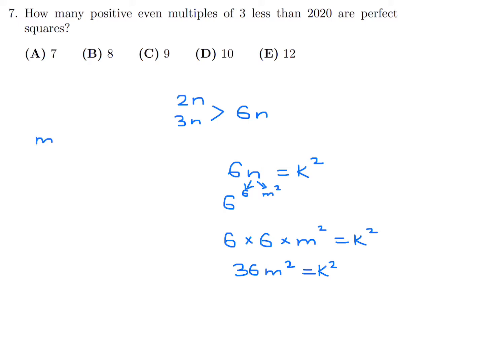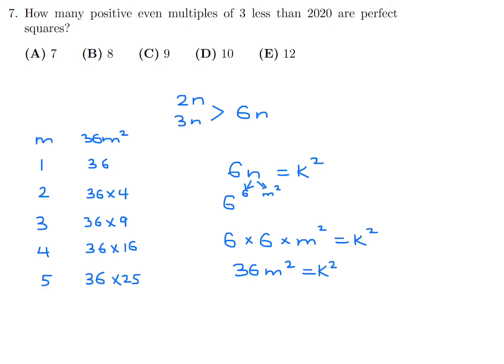Let's make a little table. M, 36m squared. When it's 1, I have 36. When m is 2, I'll have 4 times 36. So 36 times 4. When it's 3, I'll have 36 times 9. When it's 4, 36 times 16. And these are all perfect squares. All these guys here. I encourage you to test them out.